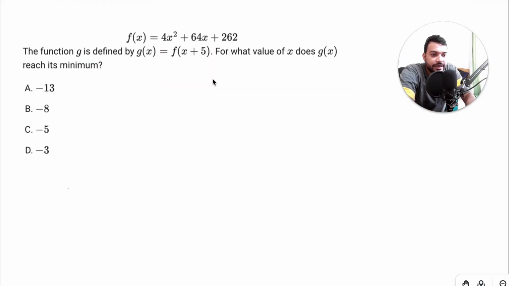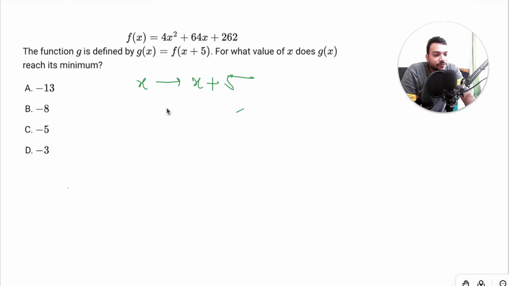So the first question, f(x) is equal to 4x squared plus 64x plus 262. The function g is defined by g(x) is equal to f(x plus 5). For what value of x does g(x) reach its minimum? This looks like a question where you'll need to figure out the complete expression for g(x) and then find the minimum value, but that's not required. It's a transformation question. So the transformation used here is x going to x plus 5.